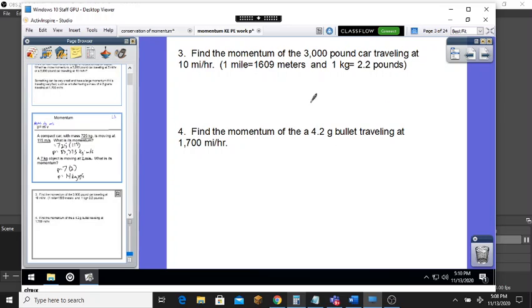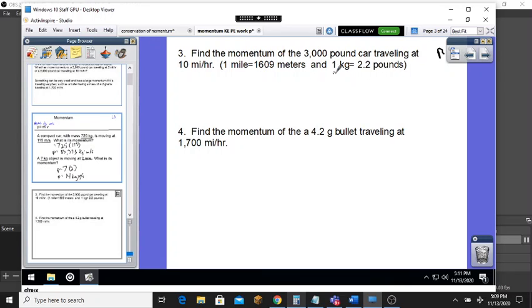This is going to be a little bit not harder, but here, let's copy this on the right side of your notes. You're going to find the momentum of a 3,000 pound car traveling at 10 miles per hour. If we ever need to convert stuff, like 3,000 pounds, we need to convert it to kilograms. The problems that I'm going to give you should not be this difficult. I think I'm just going to give you kilograms and all that stuff.